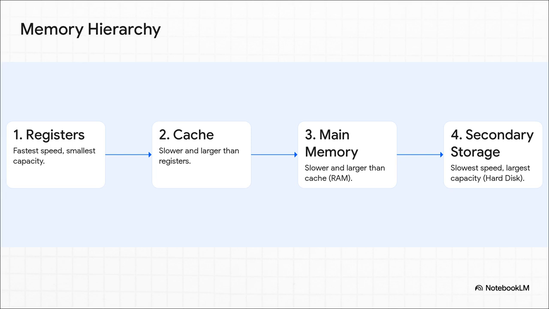The fastest memory is always the smallest, and the biggest memory is always the slowest. The OS's job is to act like a super smart librarian, constantly shuffling the data you need most often onto the fastest, most accessible shelves, the cache and registers, to keep everything running at top speed.